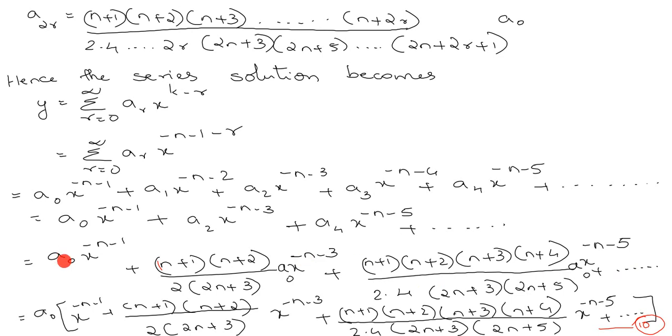From this equation, we can take a0 common from all the terms. Taking a0 common, we can write a0 into, from what is remaining in the first term is x raised to minus n minus 1, plus in the second term what is remaining is n plus 1 into n plus 2 divided by 2 into 2n plus 3 into x raised to minus n minus 3, plus n plus 1 into n plus 2 into n plus 3 into n plus 4 divided by 2 into 4 into 2n plus 3 into 2n plus 5 x raised to minus n minus 5 plus etc.